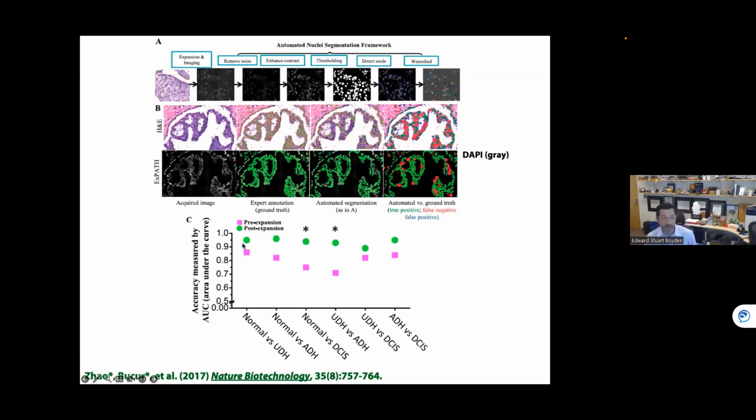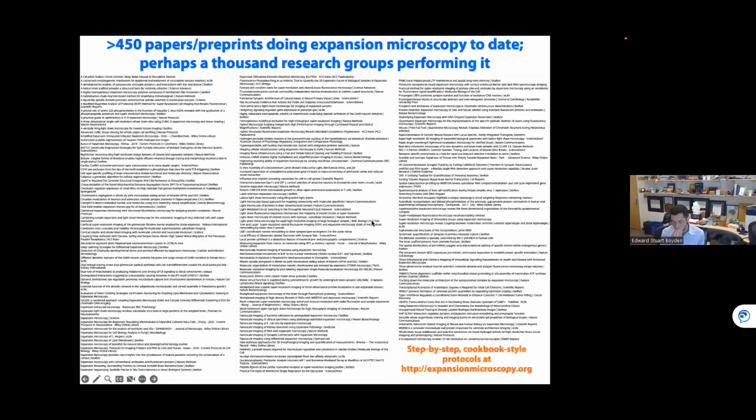So our hope is that expansion might be able to potentially help take some of these early stage disease indications and make them large enough to be easily seen through classical pathology strategies.